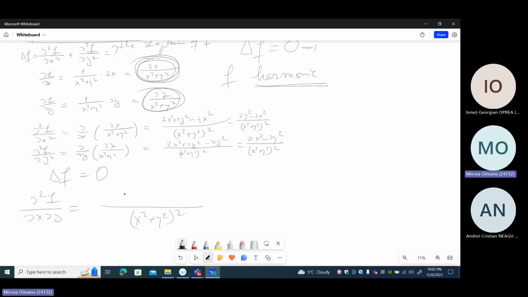2y is a constant, so it's minus 2y times the derivative with respect to x of this one, which is 2x. So that will be minus 4xy over x squared plus y squared here. Of course, the two partial derivatives, the mixed ones, are equal here. In this case, it is expected because of the initial symmetry of the function, but that is true always. Now, we have an example of a function in two variables which is harmonic.